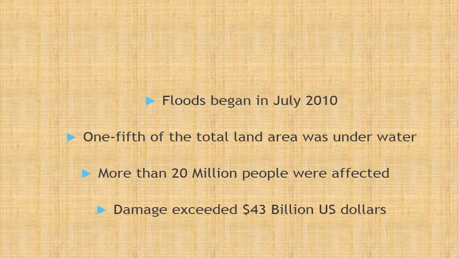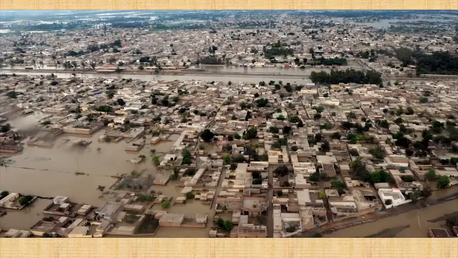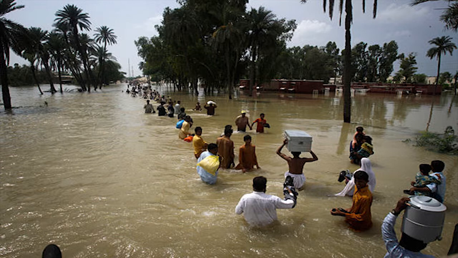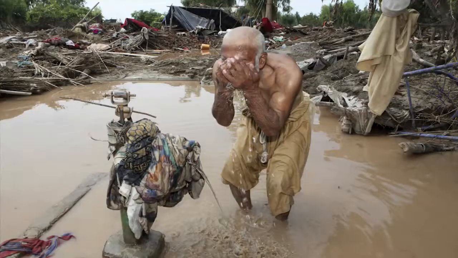Next is the Pakistan floods. The floods in Pakistan, which began in July 2010, were the result of heavy monsoon rains. About 1/5 of Pakistan's land area was under water, approximately 800,000 square meters. More than 20 million people were affected by the natural disaster, mainly by destruction of property and infrastructure. The total death toll was close to 2,000 people. The total economic damage might have exceeded $43 billion.